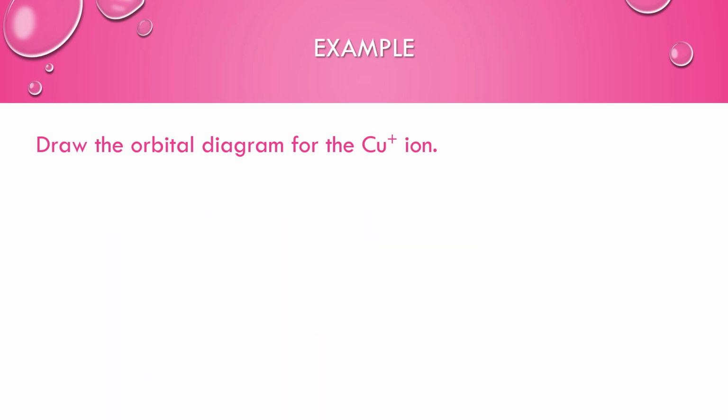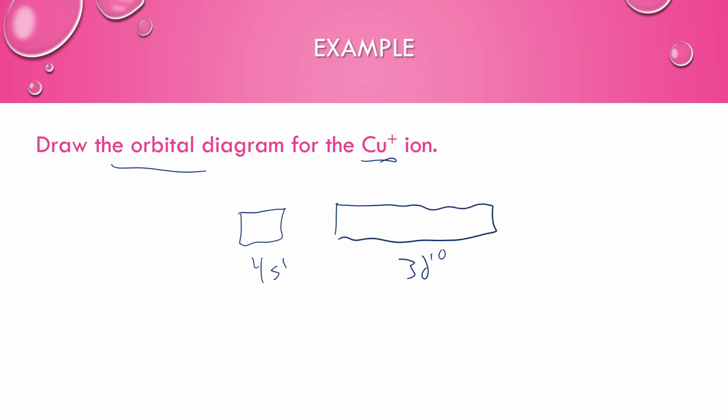Now for this one, very similar orbital diagram for the Cu+ ion. I'm not going to draw all of the core electrons, but you probably should because it did not specify just the valence electrons. But to show this a little faster, I'm just going to show the outermost. Now remember that copper is one of our exceptions. So neutral copper has 4s1 and 3d10. So like this.